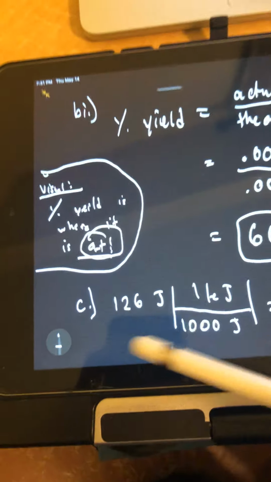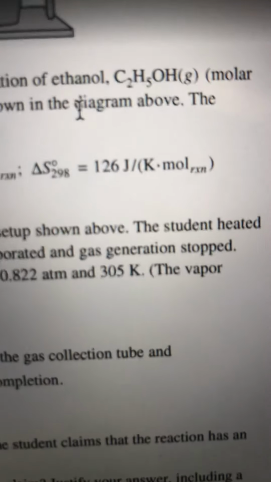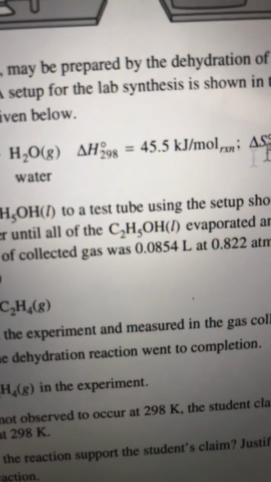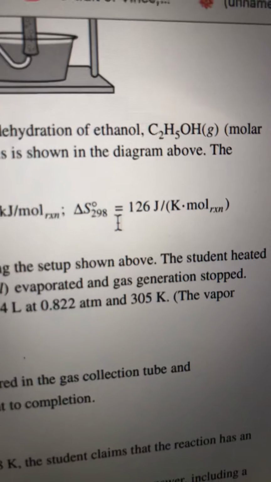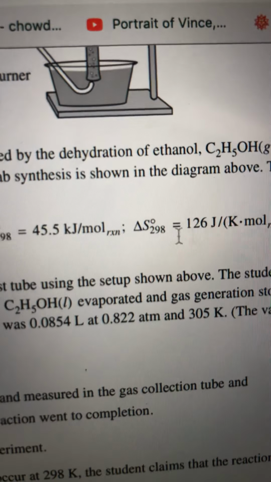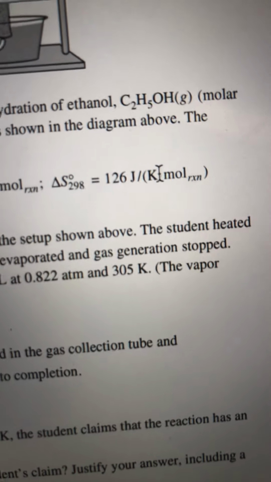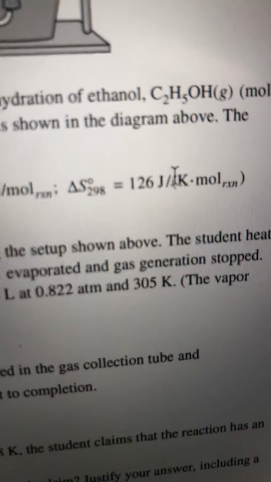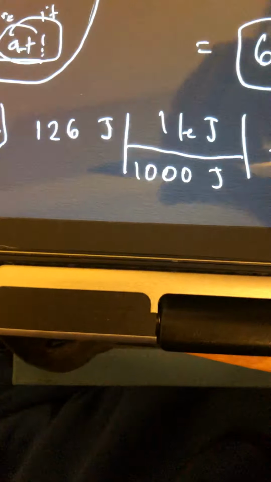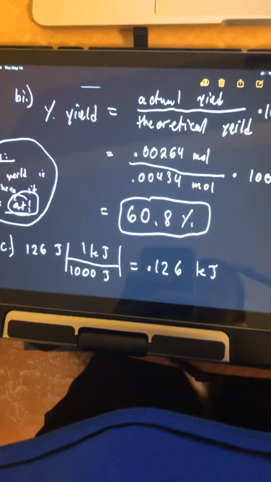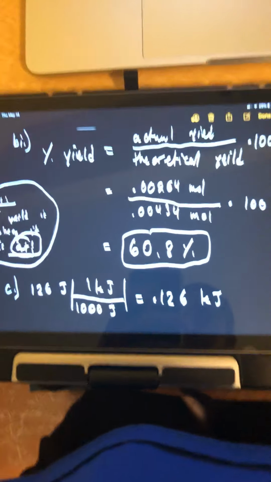So I took the delta S they gave me. The delta S was right here, and they told me 126 joules, right? And so you see the delta H is in kilojoules, the delta S is in joules, right? So I want to make them the same unit. So I'm going to convert this one, because why not? You could choose either one. So I'm going to convert the delta S to kilojoules. And yeah, so I just did that right here. I converted 126 joules using a conversion factor, and I got that much. That's how many kilojoules it is.